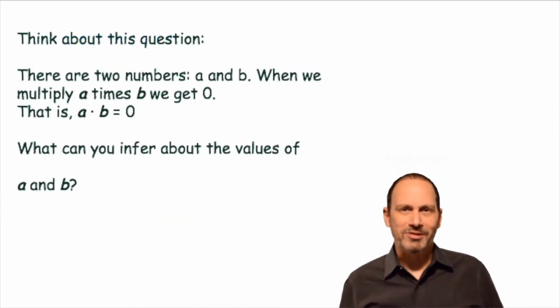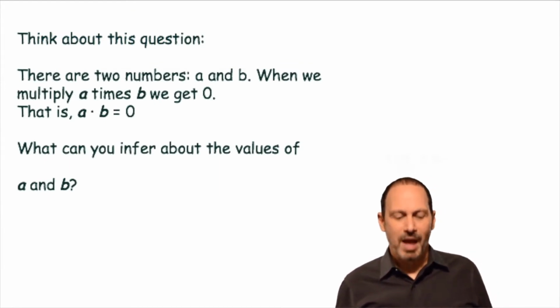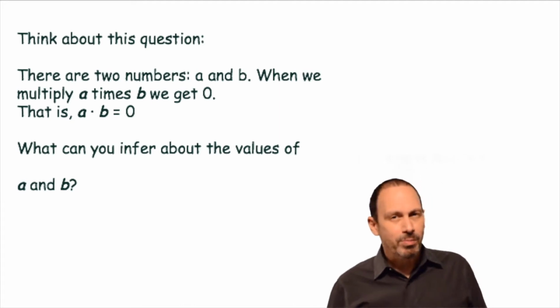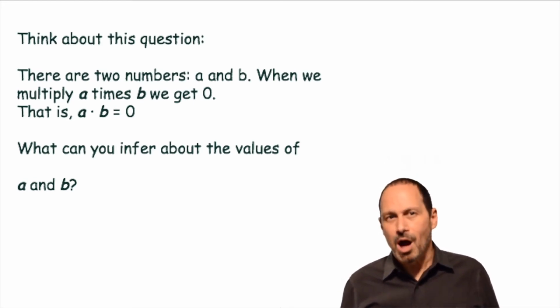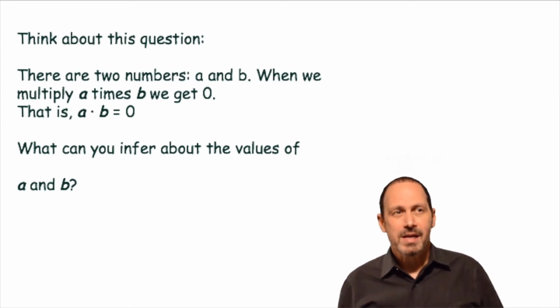Now think about this question. There are two numbers, a and b, and when we multiply a times b, we get 0. If when we multiply a times b, we get 0, what can you infer about the values of a and b?